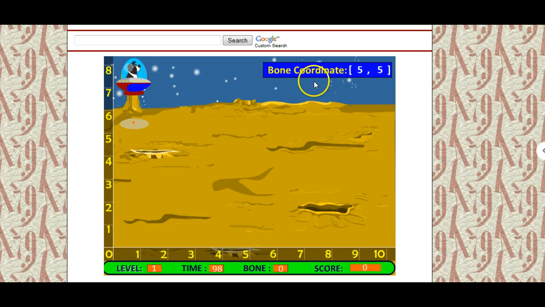The thing is, there are bones buried in this area, and you have to hover over where that is on the coordinate grid by using the mouse pad and press the space bar in order to find the bone. So you have to be real close. I'm looking for 5, 5, and you have to be right on target, otherwise the bone won't come up. Obviously I'm having a hard time here.